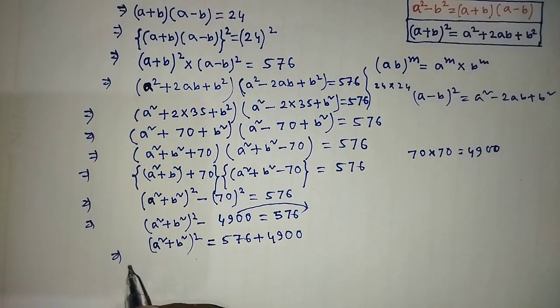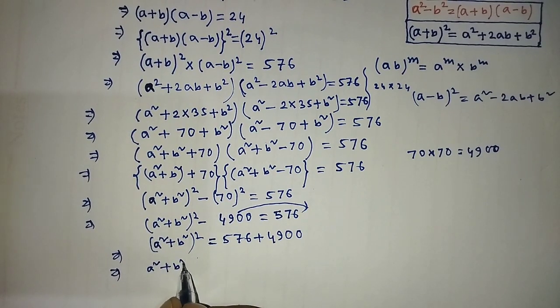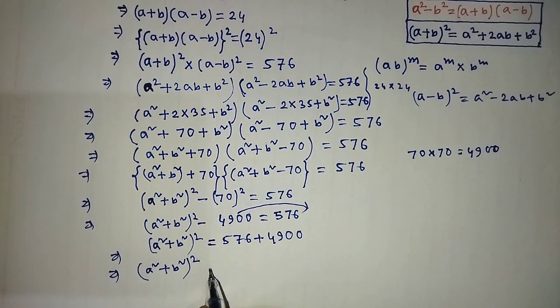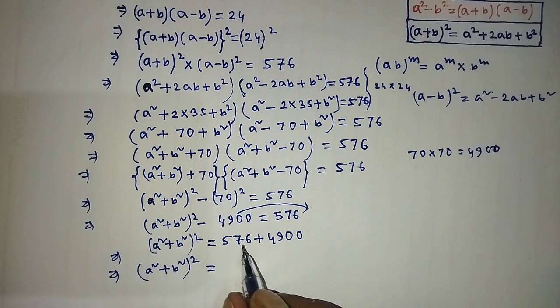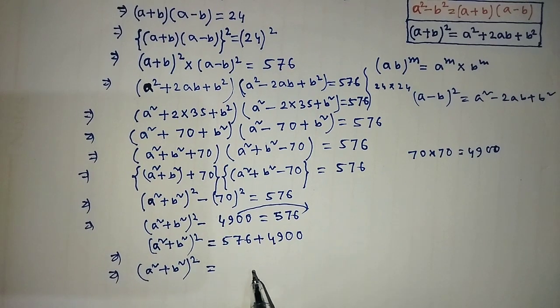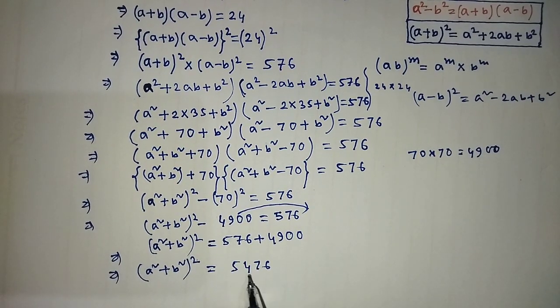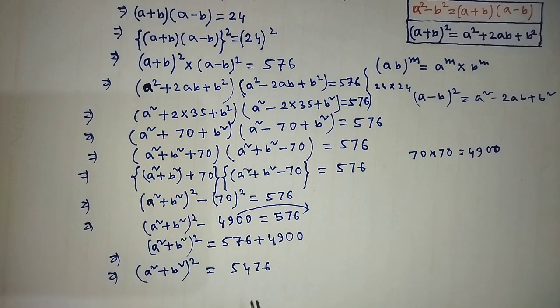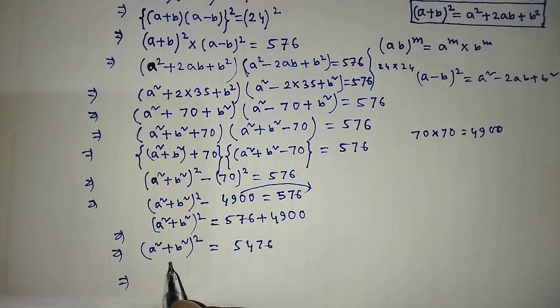Again we write (a² + b²)² on the left hand side of this equation, and on the right hand side if you add 4900 with 576, we get 5476.